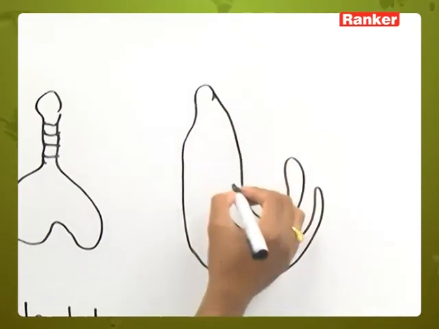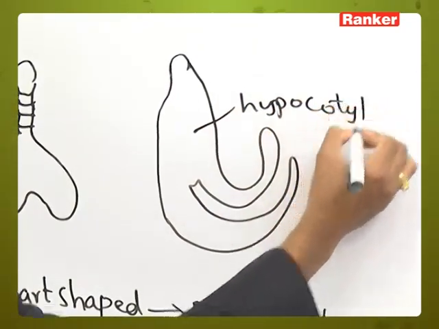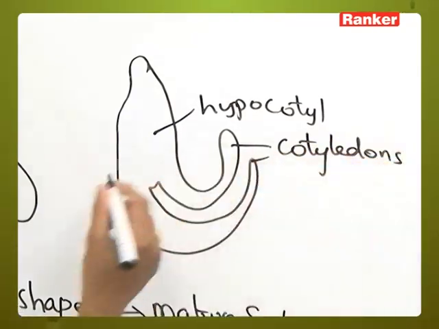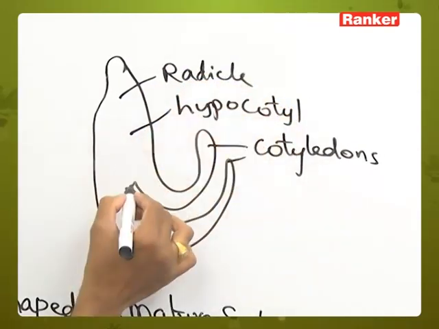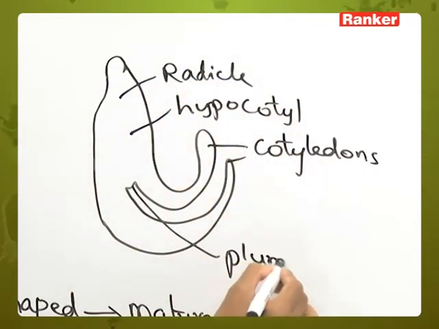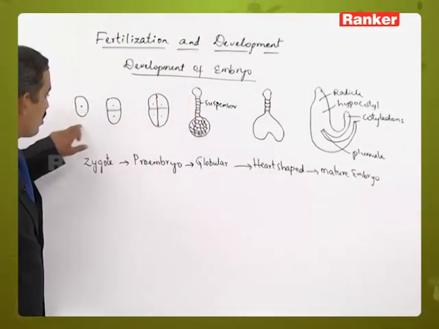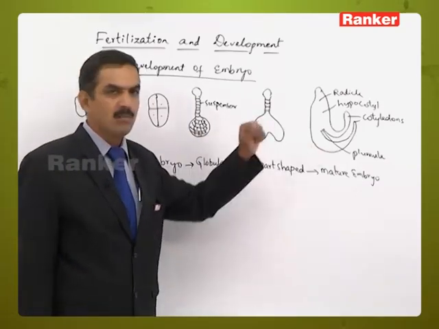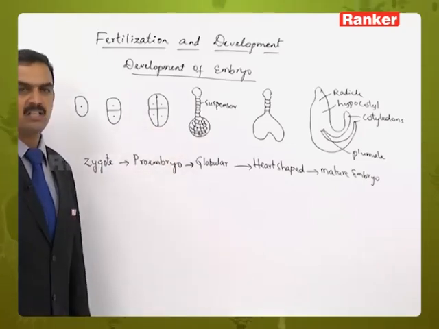In the matured embryo, we can see the hypocotyl. These are the cotyledons. So this forms a radicle. This is the plumule. So here these are the changes from zygote to the proembryo to globular embryo to the heart shaped embryo and the matured embryo. So these are changes which are taking place during the development of the embryo.